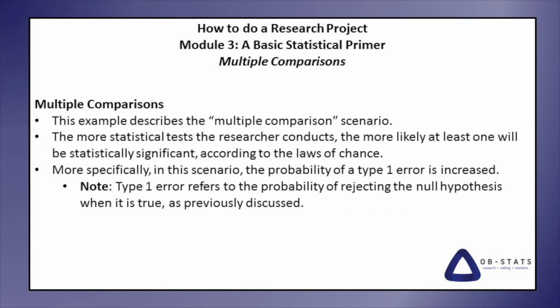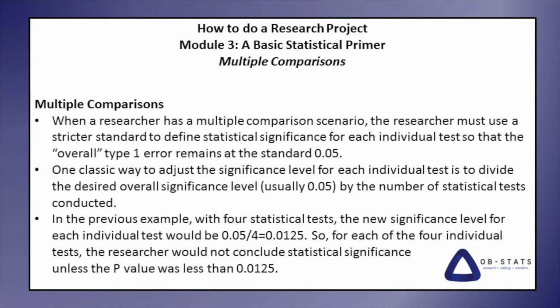The more statistical tests the researcher conducts, the more likely at least one will be statistically significant according to the laws of chance. More specifically, in this scenario, the probability of a type 1 error is increased. Type 1 error refers to the probability of rejecting the null hypothesis when it is true, as previously discussed. When a researcher has a multiple comparison scenario, the researcher must use a stricter standard to define statistical significance for each individual test so that the overall type 1 error remains at the standard 0.05.